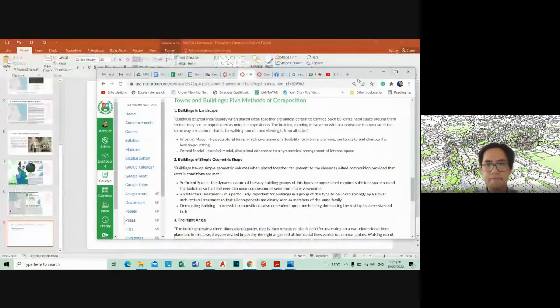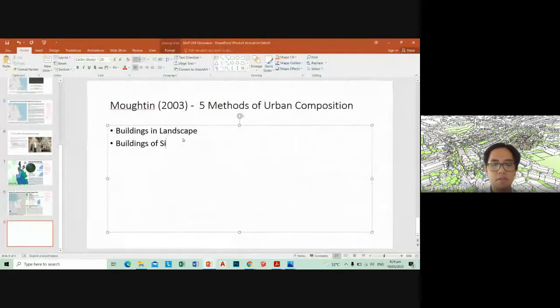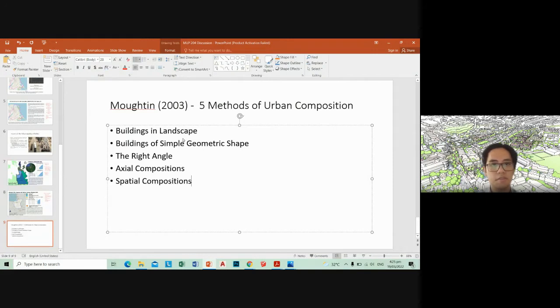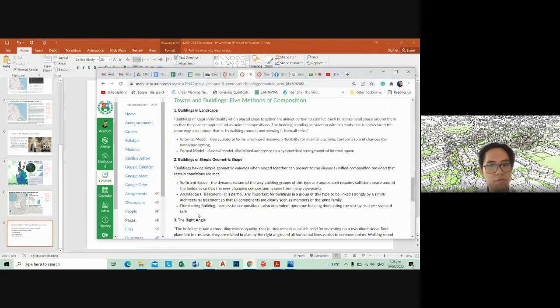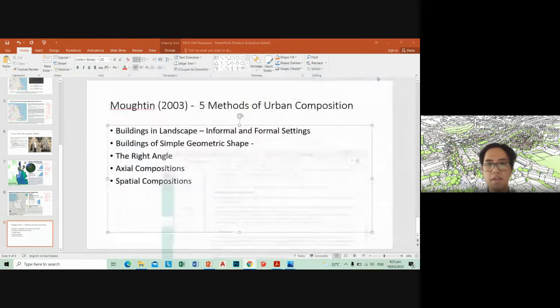Buildings and landscape. Buildings of simple geometric shape. The right angle. Axial compositions. Spatial compositions. The informal and formal settings. And this has three, or is it four? Four, with one, two, three: three requirements for good composition.